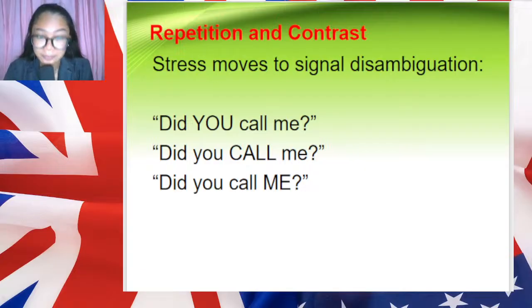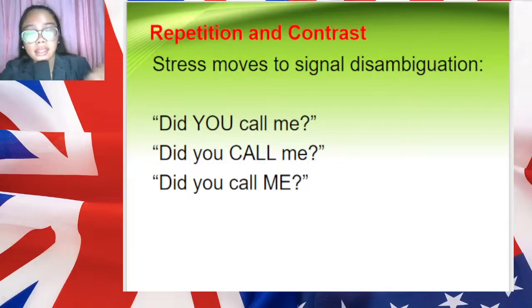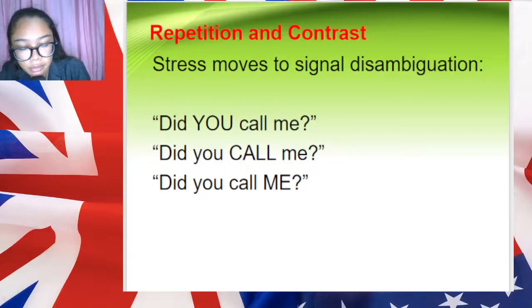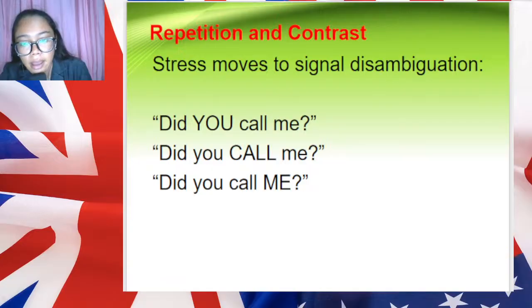Anyway, again, the second version, did you call me, where we emphasize the word call. It is focusing on the verb which is call. Call is a verb, right? It's a main verb. And with that, it is focusing on not what is about to happen, but what's happened. Okay? It's focusing on what has happened. Did you call me? Okay.